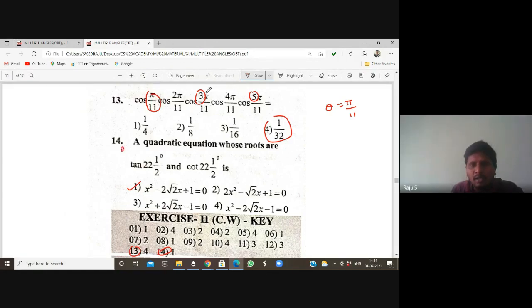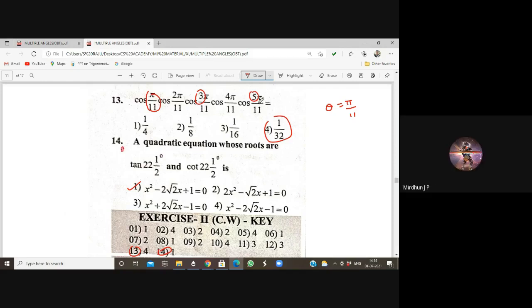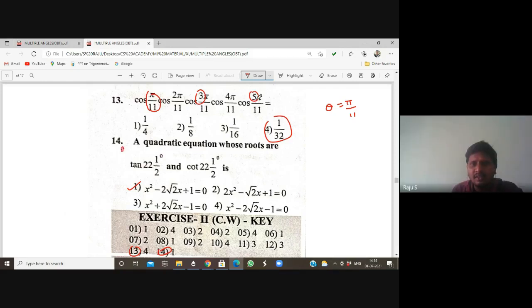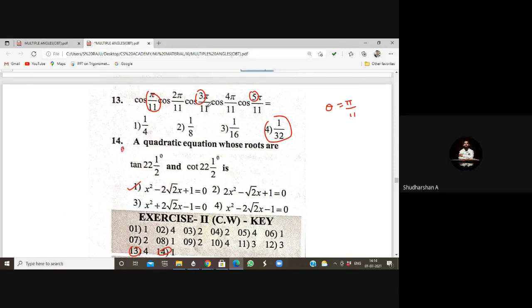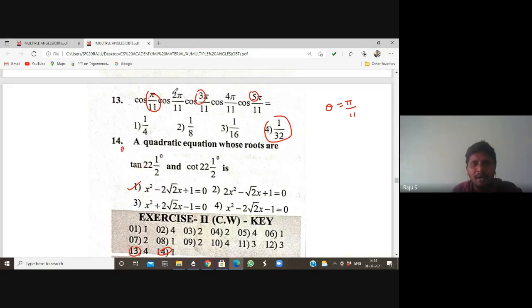Here, 5 pi by 11 can be written as 6 pi by 11 using pi minus, and 3 pi by 11 can be written as 8 pi by 11. So now observe: theta, 2 theta, 4 theta, we are going to get 8 theta. Shall I apply the formula? If you remember the formula, okay.